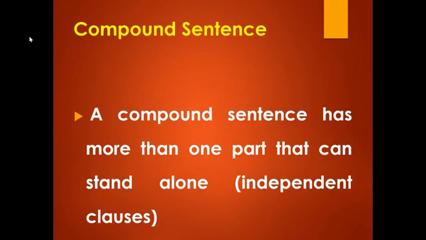A compound sentence has more than one part that stands alone: independent clauses. Now, what is a clause? A clause is a part of a sentence which has a subject and a predicate, right? A subject, verb, object. So in a sentence, there can be one subject, one verb, one object, or one subject and one predicate, or more than one. So that is how it works.